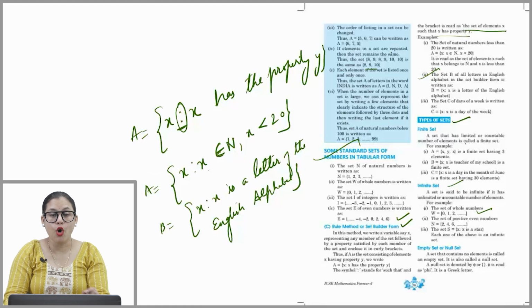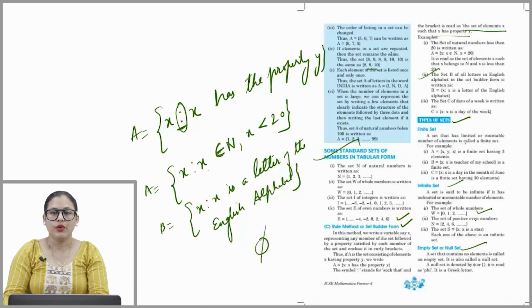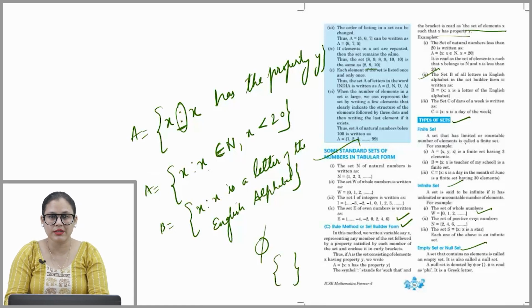Next, empty set or null set. A set that contains no elements is called an empty set. It is also called a null set. A null set is denoted by this symbol, which is known as phi, or we can also use empty curly brackets. This symbol is read as phi. It is a Greek letter.